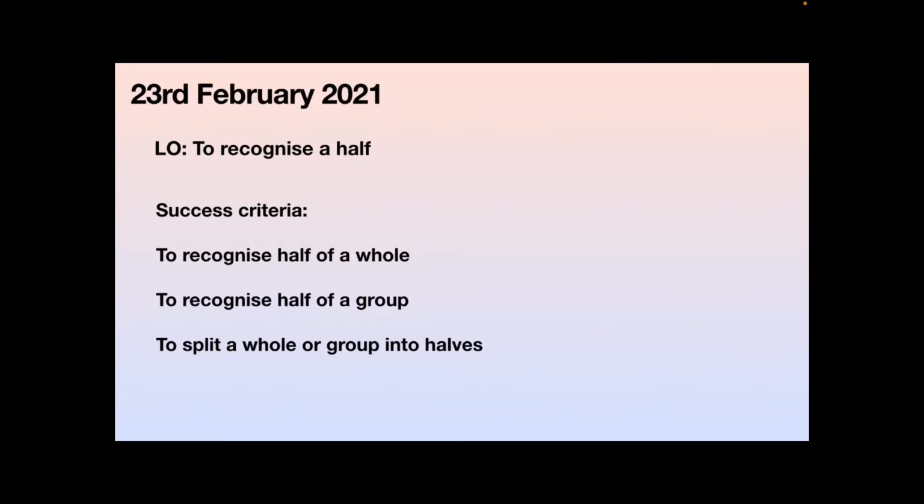Our learning objective for today is to be able to recognize a half. We have three success criteria. The first one is to recognize half of a whole. Then we are going to learn how to recognize half of a group. And finally, we will be able to split a whole or a group into halves.